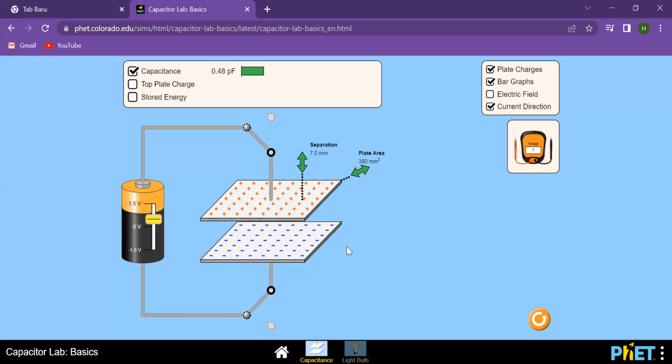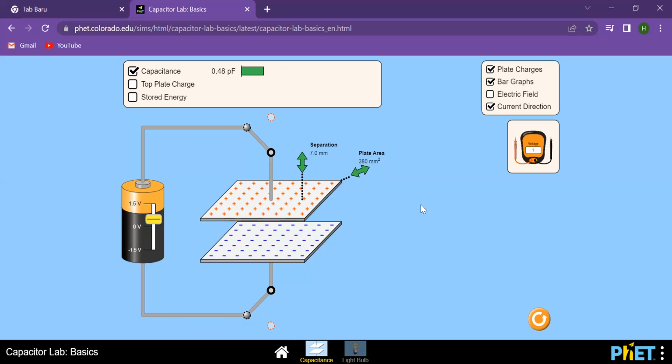Okay, so two things affect the capacitance of a capacitor. Firstly, the width of both plates. Secondly, the distance of both plates from each other.